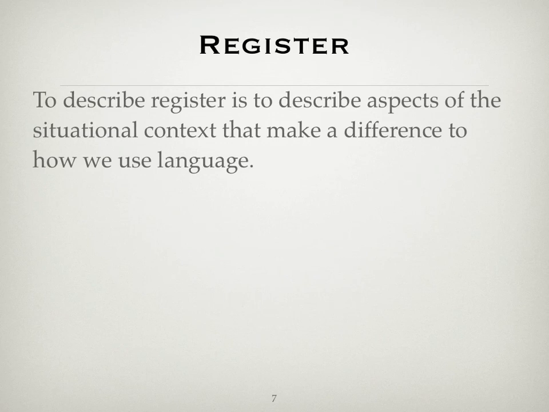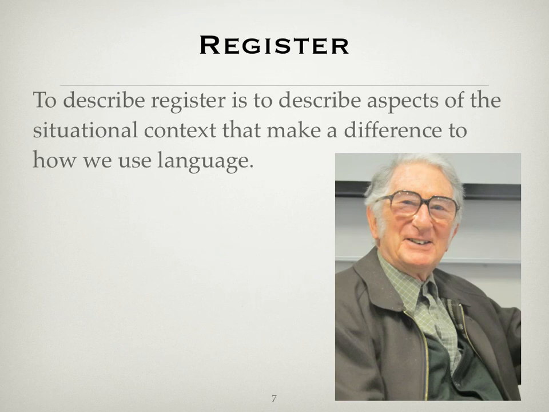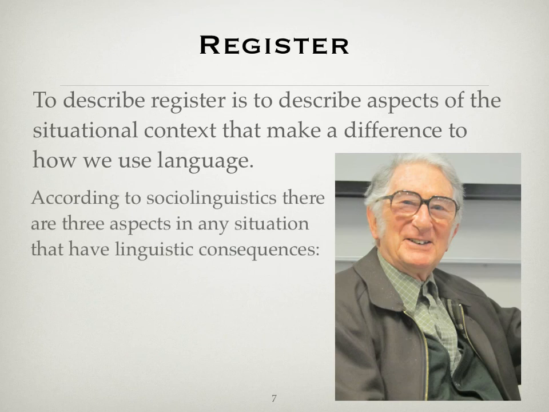So how does linguistics, or perhaps more accurately, sociolinguistics, study all this? Well, as a result of the work of the linguist Halliday, there's his picture, M.A.K. Halliday, and being scientific about it, there are some aspects of register that can be usefully distinguished, and Halliday and linguists who follow him want to say that there are three aspects, basically, in any situation that have linguistic consequences.